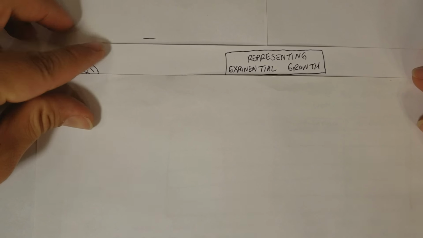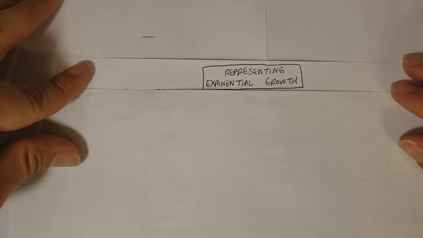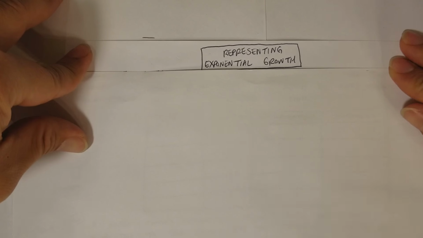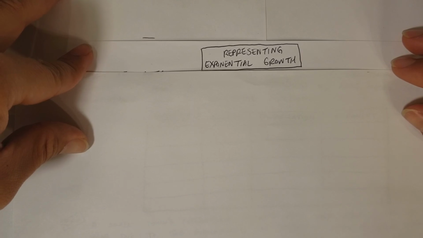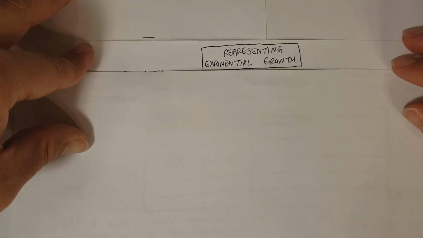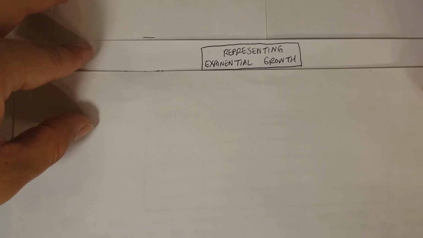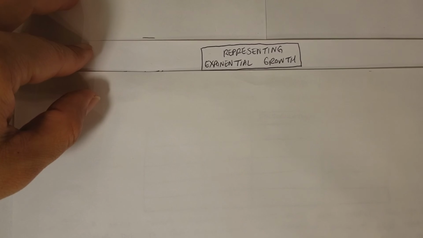Okay guys, so today in this video we're going to be talking about representing exponential growth. They're going to give you a scenario, a real life situation of something happening in the real world, and we have to represent the exponential growth as a function or a formula. So for that, we need to figure out what the pattern is, and how we can write that as an exponential function based on the pattern that we have.